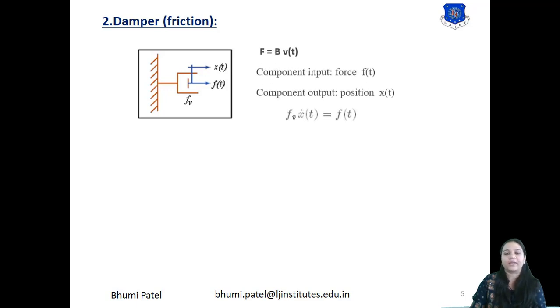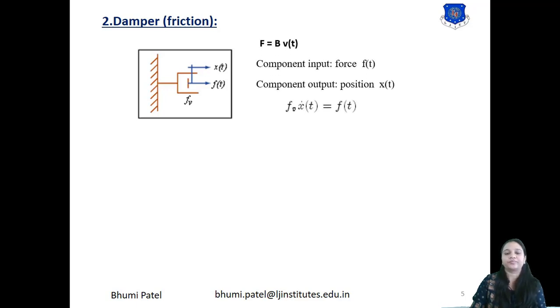So here f = B v(t), where f is the viscous friction force and B is the viscous friction coefficient. Here the component input is force f(t) and the component output is position x(t). So the final equation is force f(t) = B x dot(t). Third one is spring.